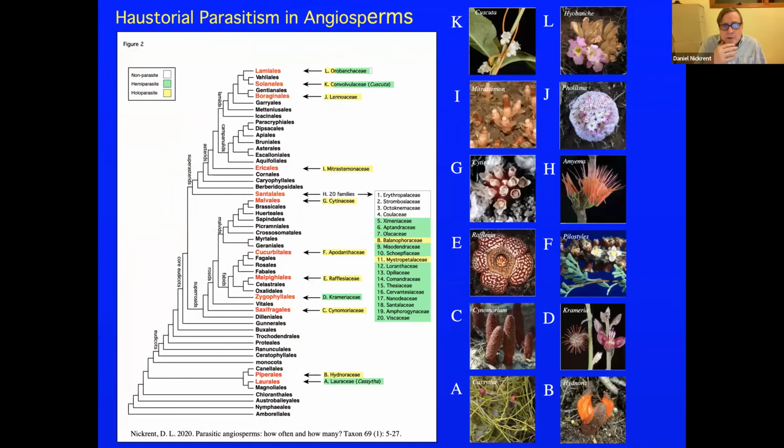Another way to look at the haustorial parasites is to plot them on a phylogenetic tree. So this is sort of our concept.